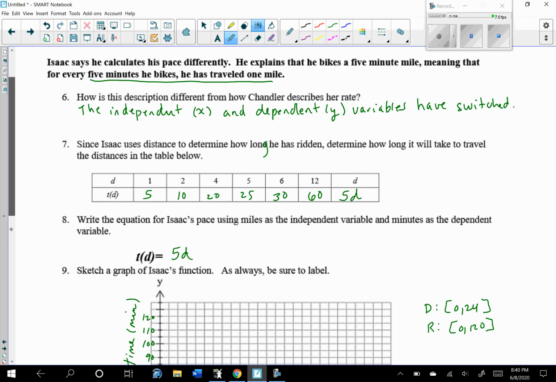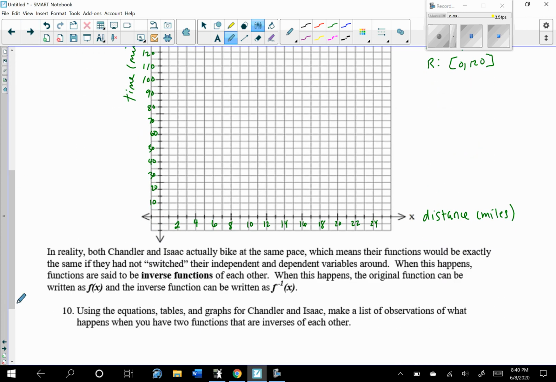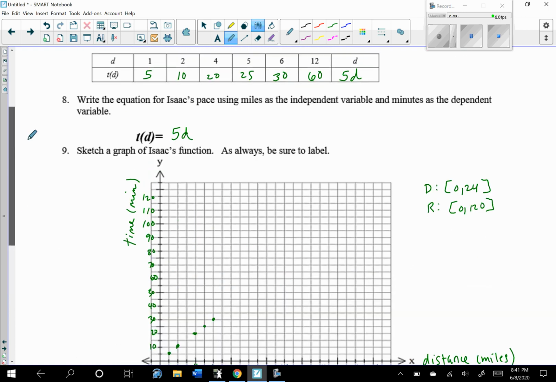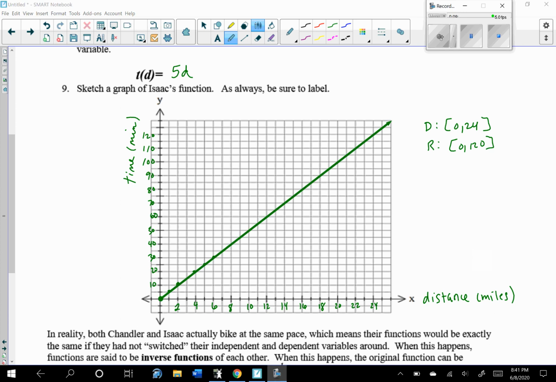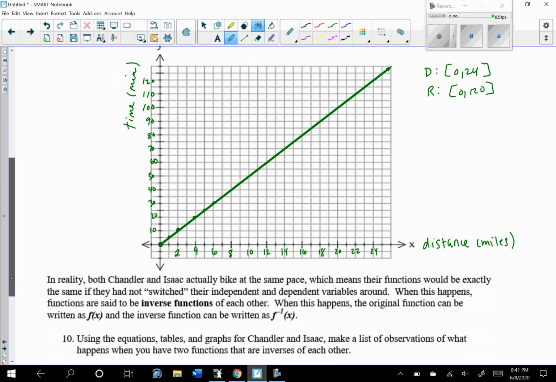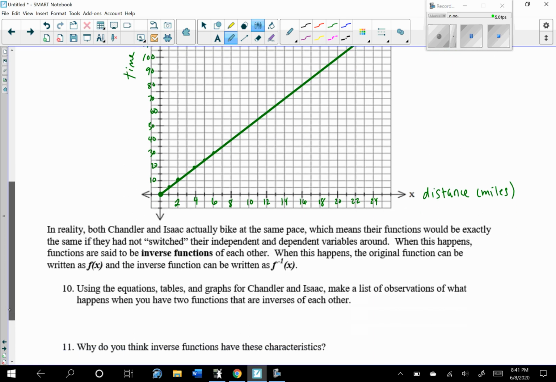So going back here, we can go ahead and plot our points. So we had 1 and 5, 2 and 10, 4 and 20, 5 and 25, 6 and 30, etc. And again, I'm just getting that from this table of values up here. And then I can use my ruler to connect the points. And so now I have my graph. So make sure you always label your x and y axis when you do that.